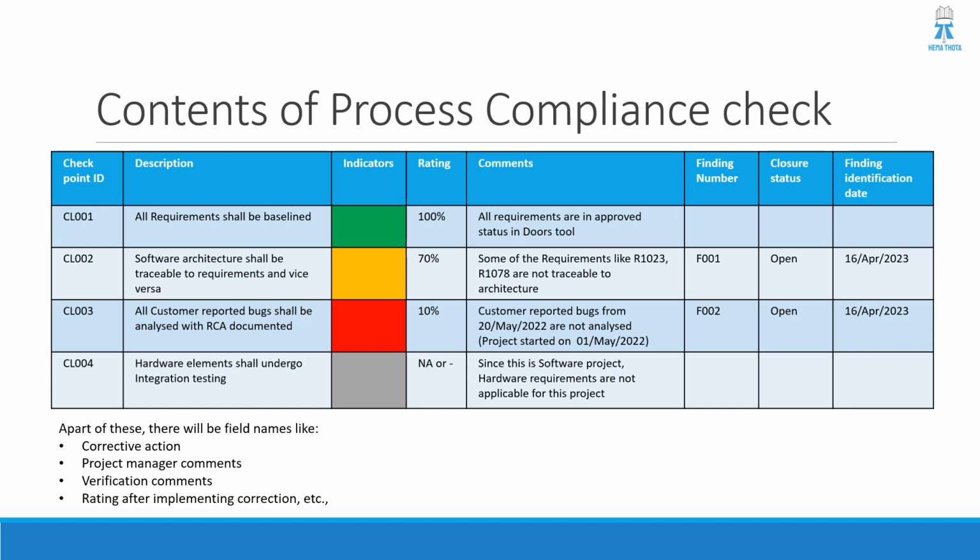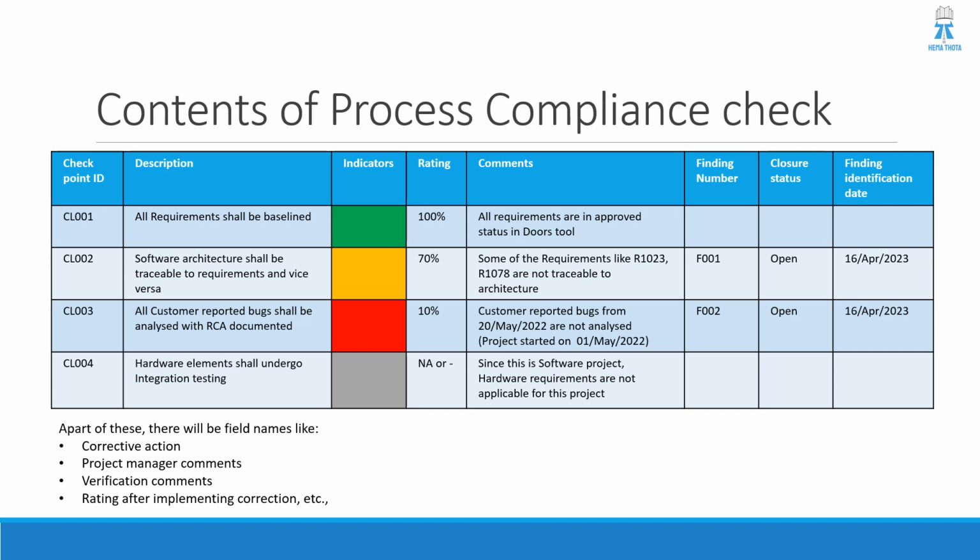So you will have the description of the checkpoint. Here the first checkpoint indicates that all requirements shall be baselined. Here it is indicated as green and the rating is 100%. All requirements are in approved state, and it is available in the DOORS tool.